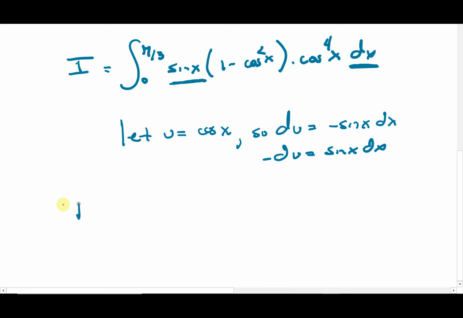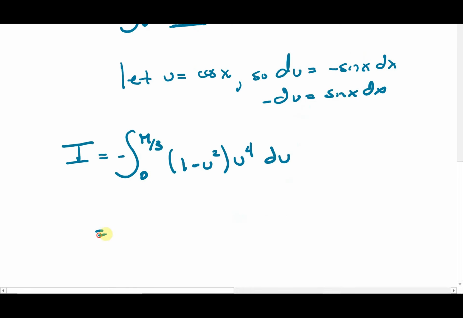So now we have the integral from 0 to pi thirds. We're going to take a negative, because we have to carry the negative sign. And we're left with (1 minus u squared) times u to the 4th du. So essentially this is equal to negative integral from 0 to pi thirds of u to the 4th minus u to the 6th du.